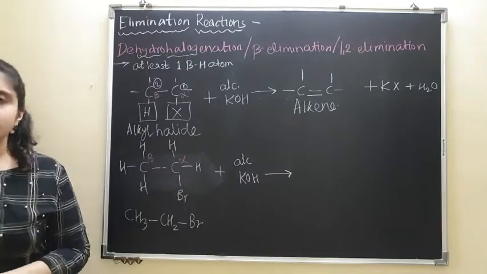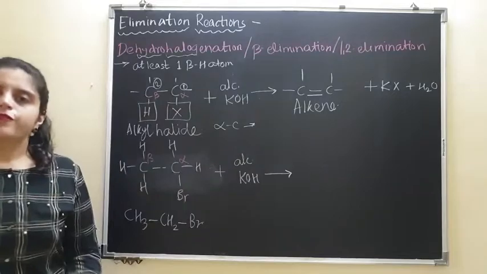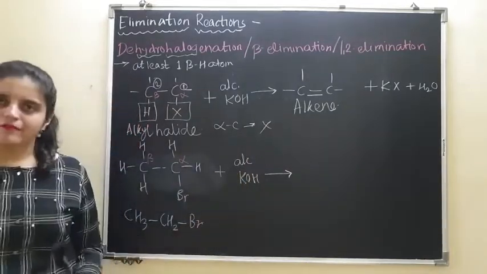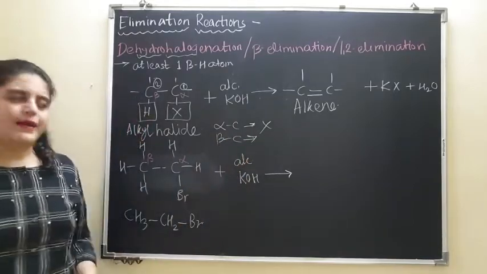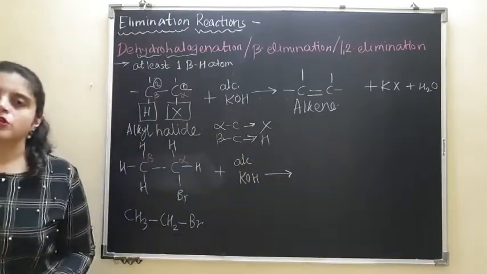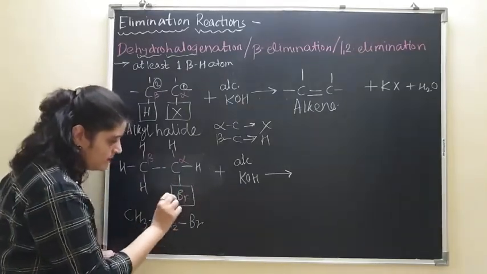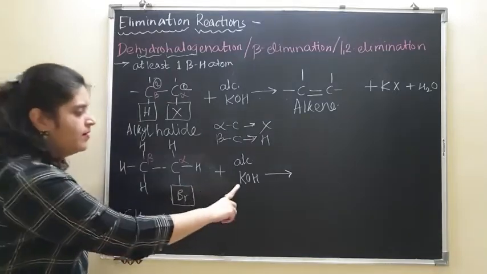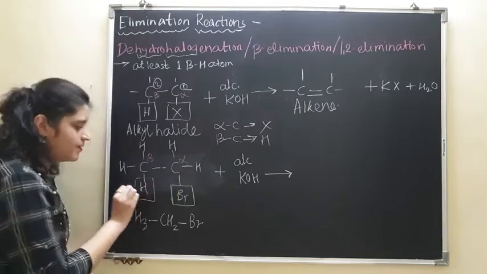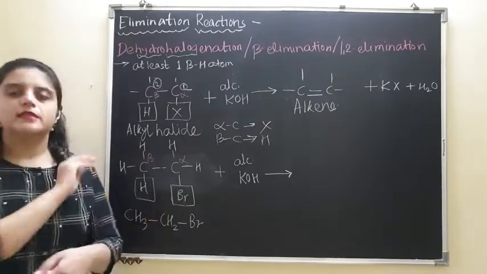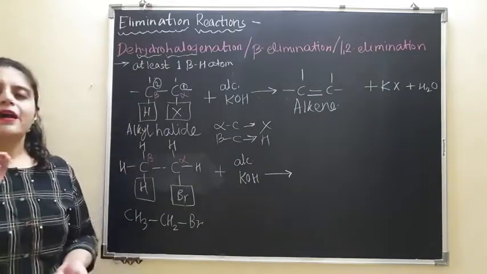Now, what is going to get removed? What will be removed from the alpha carbon? Halogen will be removed from the alpha carbon. And what will be removed from the beta carbon? Hydrogen will be removed. So this Br will react with K to form KBr, and Br and H, both will be eliminated to form our byproducts. But what will be our main product?